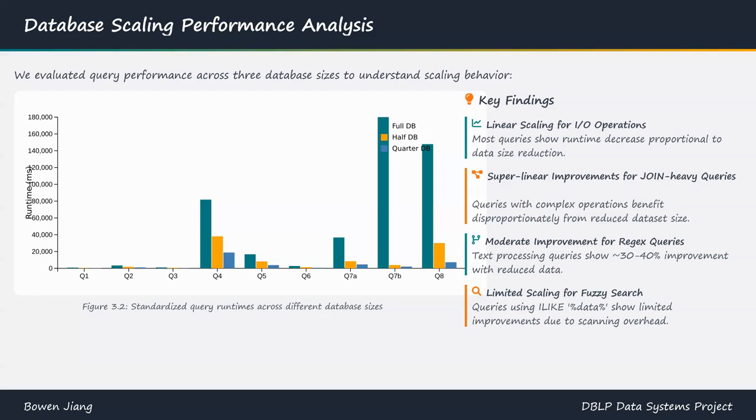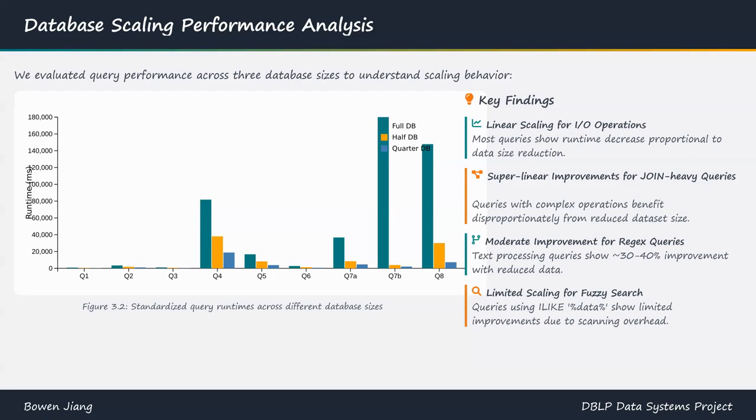Third, the text processing queries show moderate improvement. For queries that rely on string parsing, such as surname extraction, like Query 7a, we observed only moderate gains. These queries are CPU-bound rather than IO-bound, meaning reducing data size helps, but string processing still dominates runtime. Thus, improvements were around 30 to 40%.